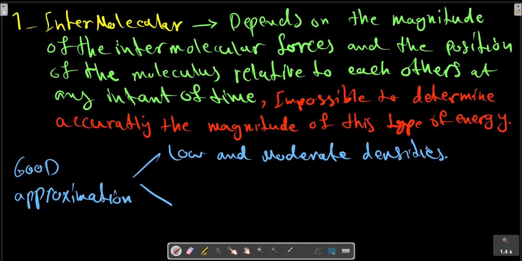The second situation is at very low densities. Under this condition, the average intermolecular distance between molecules is so large that the potential energy may be assumed to be zero.